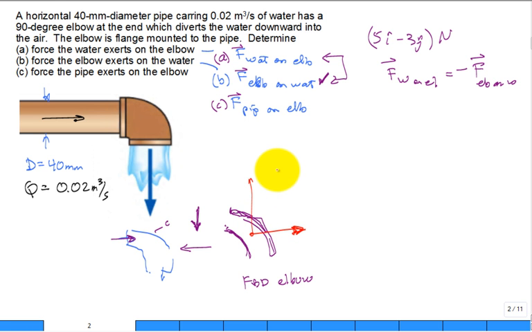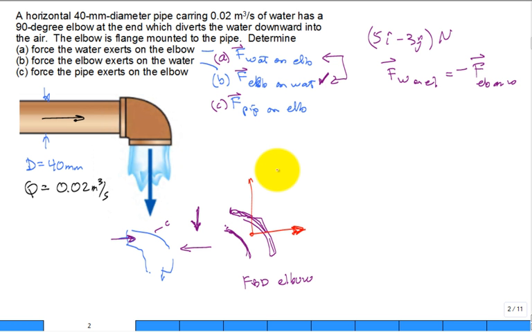Is the elbow going to now start to accelerate because of this imbalance of force on the elbow? Or is the elbow going to be there stationary? What keeps the elbow stationary? The presence of the pipe, that is bolted or flanged or threaded, some connection to the pipe.